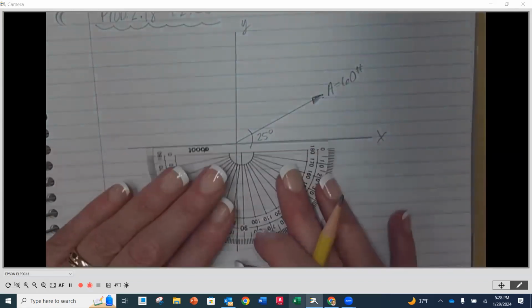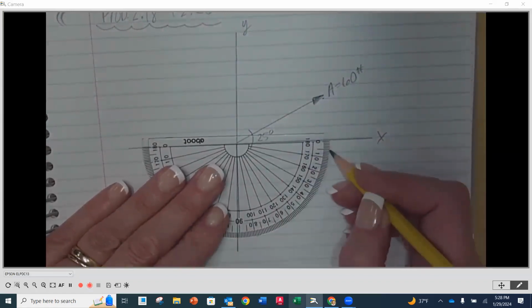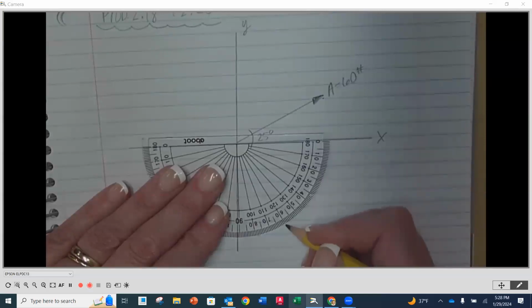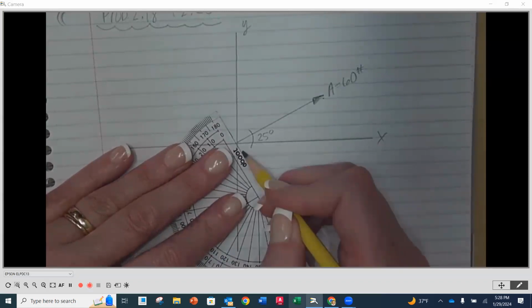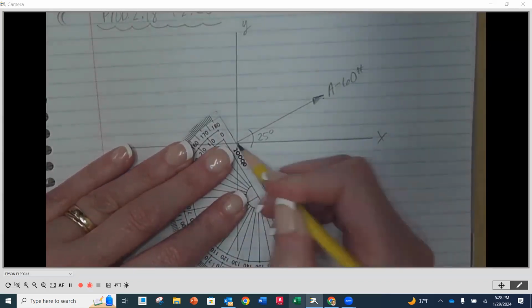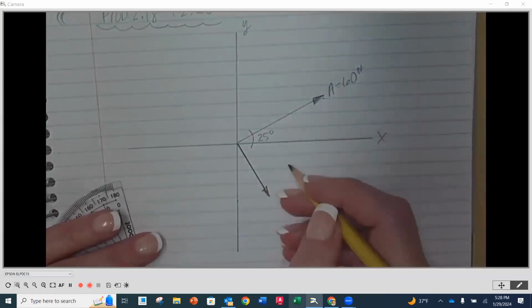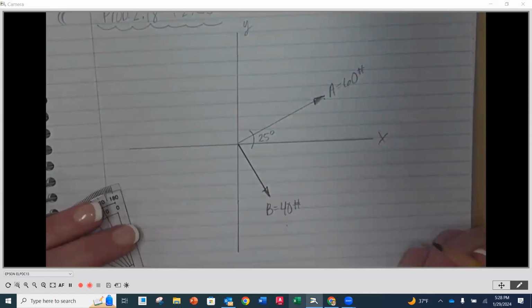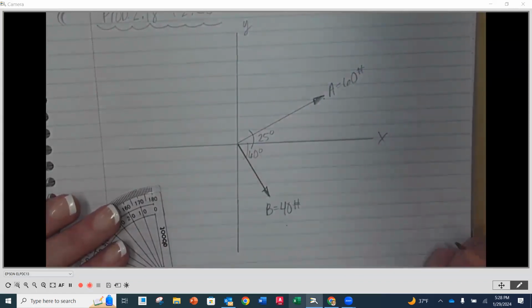Then I'm going to do my 40-pound force. So then I'm at 60 degrees, so that's going to be here. I want to make this shorter than my 60, so maybe right about there. So this I'm calling force B, equal to 40 pounds. And then this angle is 60 degrees.